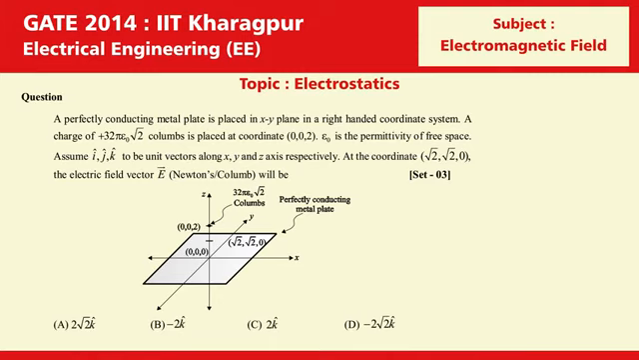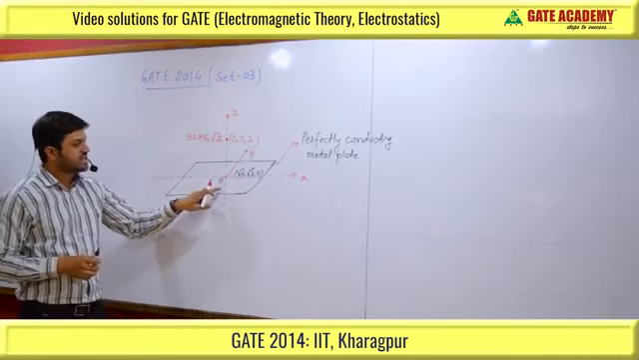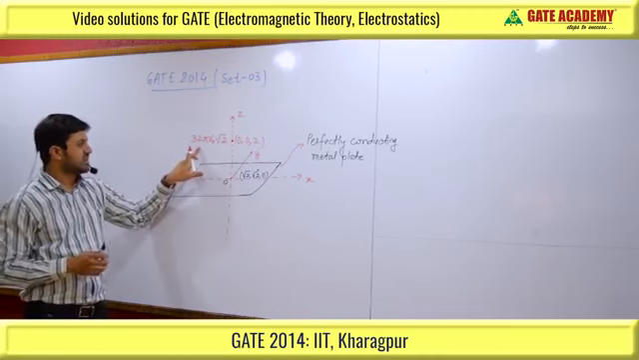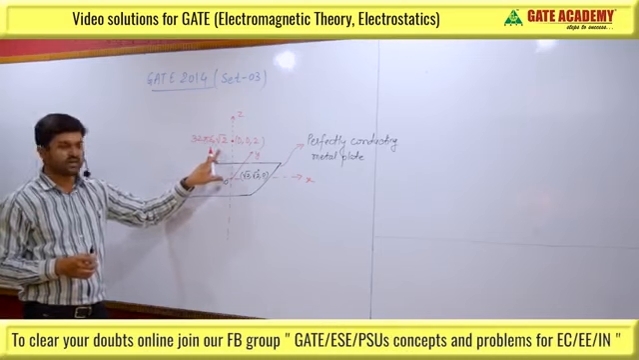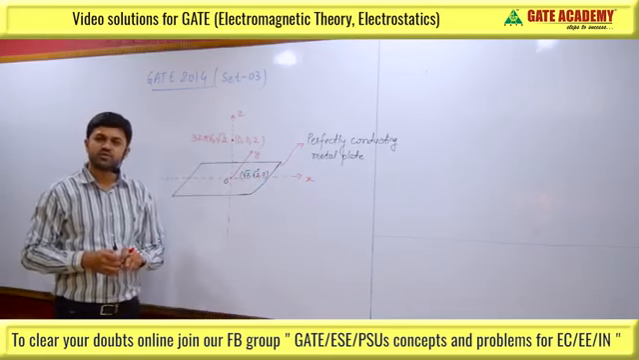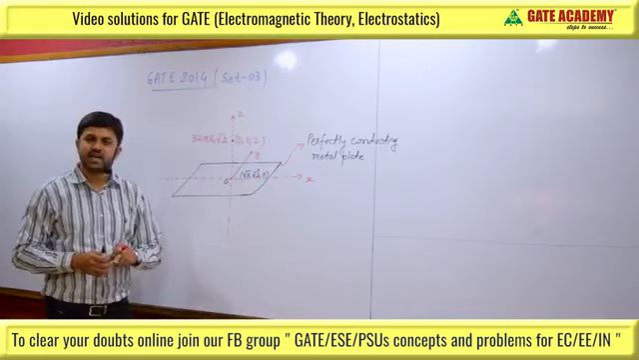At the coordinate (root 2, root 2, 0), the electric field vector E in newtons per coulomb will be: option A, 2 root 2 k cap; option B, minus 2 k cap; option C, 2 k cap; and option D, minus 2 root 2 k cap. So in this question it is given that there is a perfect conducting metal plate, and above this there is a point charge having 32 pi epsilon naught root 2 magnitude at (0, 0, 2), and we have to calculate the electric field at (root 2, root 2, 0), which is in the xy plane.